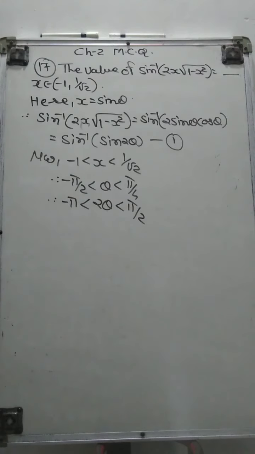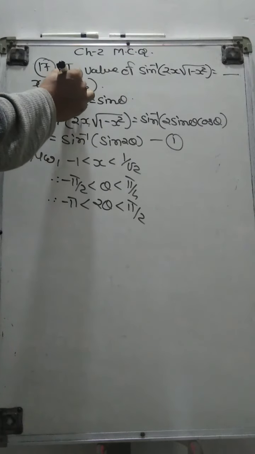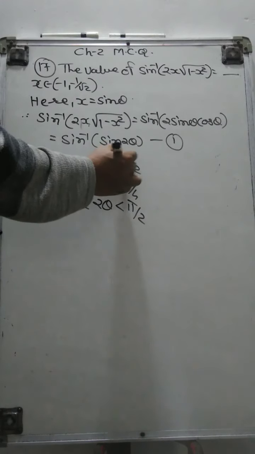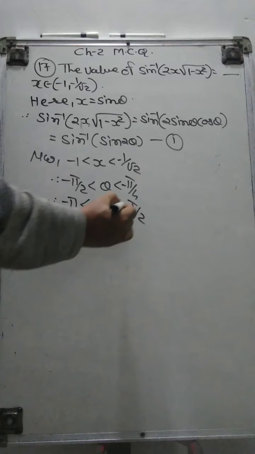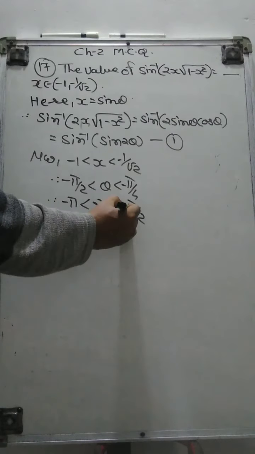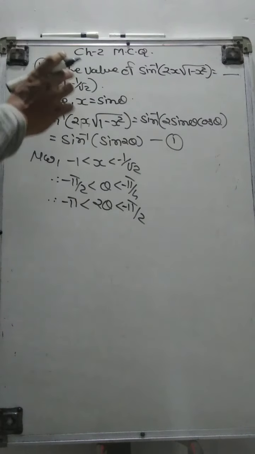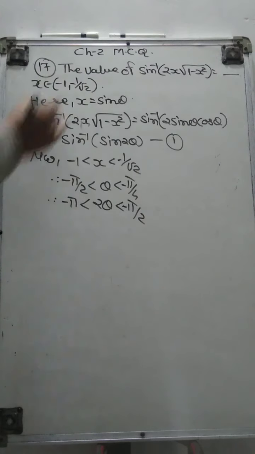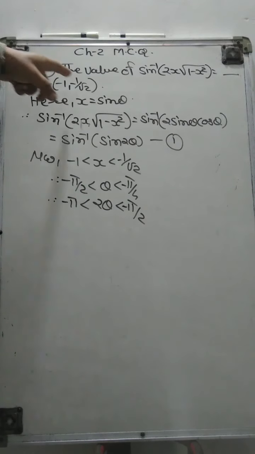But this 2 theta is not in the interval of sine. So what we do? Therefore we take pi plus 2 theta. This is minus 1. Okay, so here one thing you remember, this is negative. So negative, here the interval, by mistake we take plus 1 upon root 2, but it is minus 1 upon root 2.